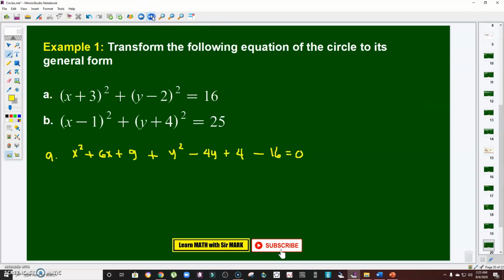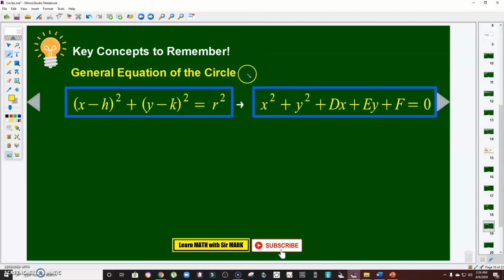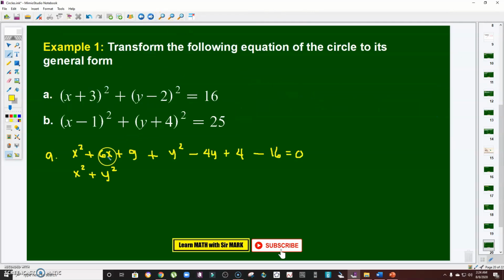See that? Then what I'm going to do is combine like terms, or the constants, in such a way that x squared and y squared come first. So like this. Since there are no other terms that contain x other than 6x, as well as negative 4y, I just combine the constants. So that will be 9 plus 4, 13, minus 16, that will be negative 3, equals 0.